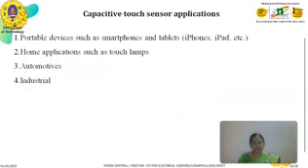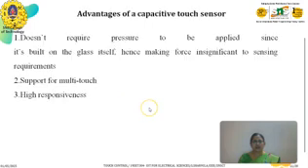The applications of a capacitive touch sensor include smartphones and tablets, such as the iPhone and iPad. For home appliances we use them for touch lamps, and also in automotive and many industrial applications. The main advantage of a capacitive touch sensor is that it doesn't require pressure, it supports multi-touch operations, and it is highly responsive.